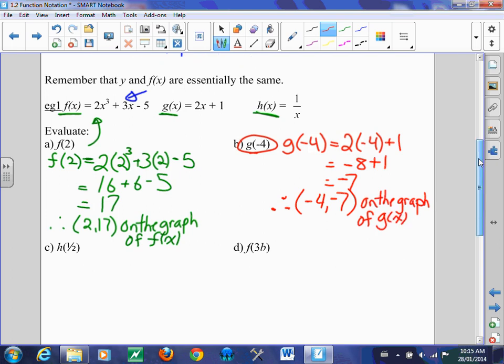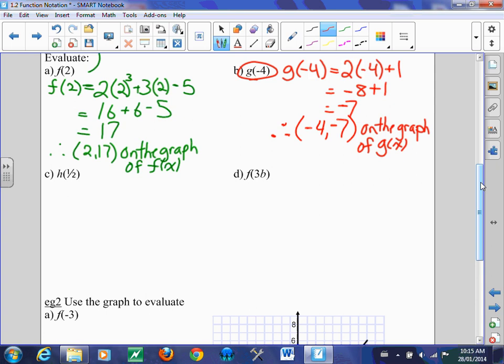All right, now we're going to do some harder ones. Get ready. h(1/2). So h(1/2) equals 1 over, here's my substitution, 1/2. Now, you may have been confused about this, but when you have a fraction divided by a fraction, 1 is really 1 over 1, right? Divided by 1 over 2. Remember, you do the invert and multiply.